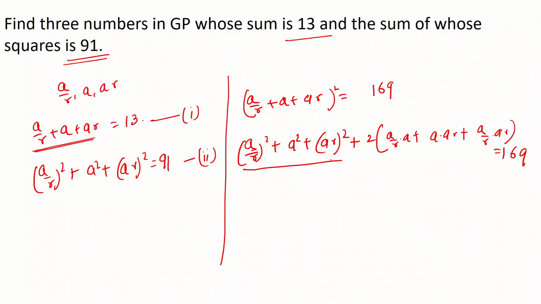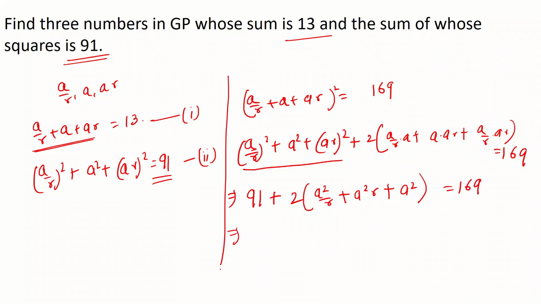Now this is known to us, it is 91. So 91 plus 2 into A square by R plus A square R plus A square. R and R cancel out, so this is 169. So 91 can be taken to the other side, and A square we can take common, so 2 A square into 1 by R plus 1 is equal to 169 minus 91, which is 78.